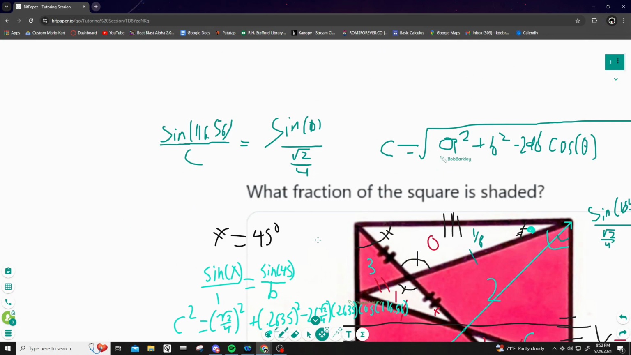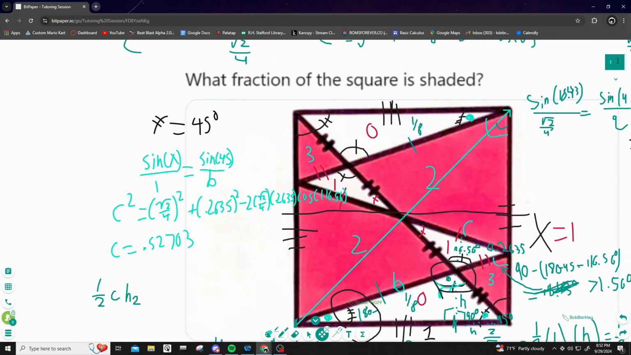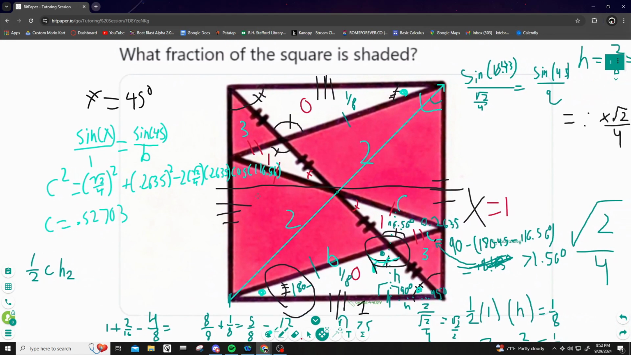So that would give us this angle down here. That would give us this angle here. Which is fine, because then we can just use Pythagorean.